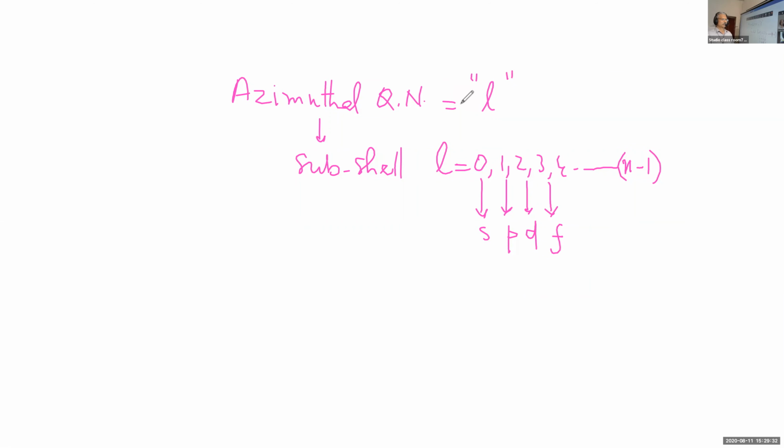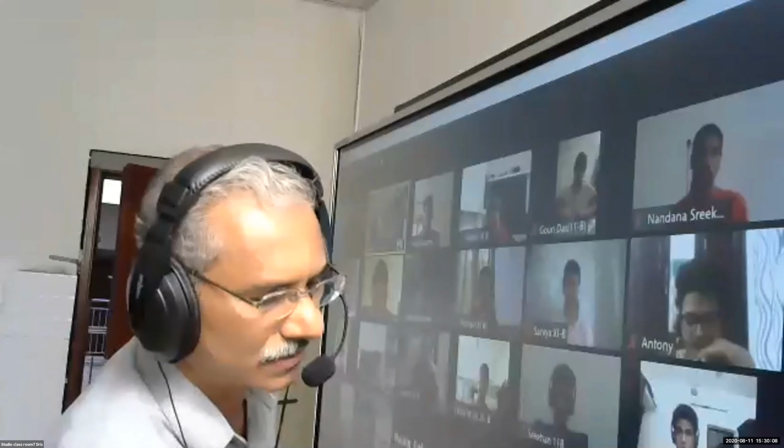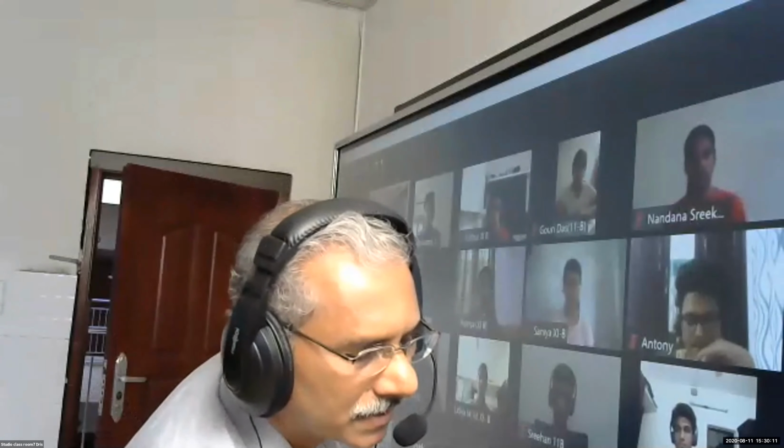Not only that, it will give you the shape of the orbital also. So first, it indicates the subshell. Second, it gives the shape of the orbital. l is equal to 0 is s, l is equal to 1 is p, l is equal to 2 is d, and l is equal to 3 is f, etc. Thus, we'll get an idea of the various subshells also from the azimuthal quantum number.